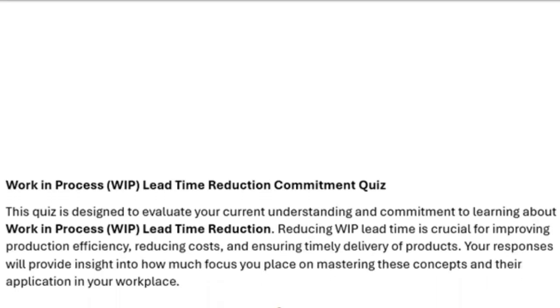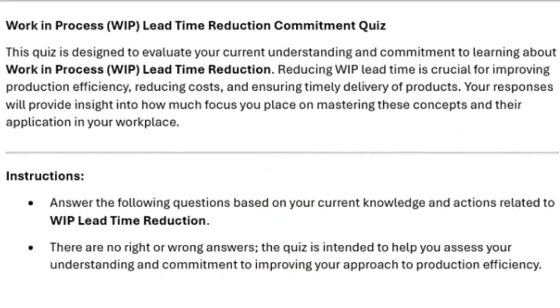This quiz is designed to evaluate your current understanding and commitment to learning about work-in-process lead time reduction. Reducing WIP lead time is crucial for improving production efficiency, reducing costs, and ensuring timely delivery of products. Your responses will provide insight into how much focus you place on mastering these concepts and their application in your workplace. Instructions: answer the following questions based on your current knowledge and actions related to WIP lead time reduction. There are no right or wrong answers. The quiz is intended to help you assess your understanding and commitment to improving your approach to production efficiency.